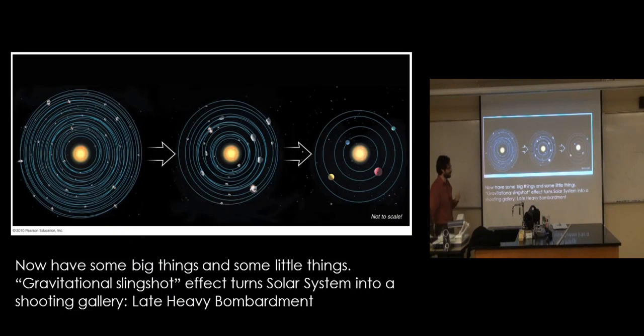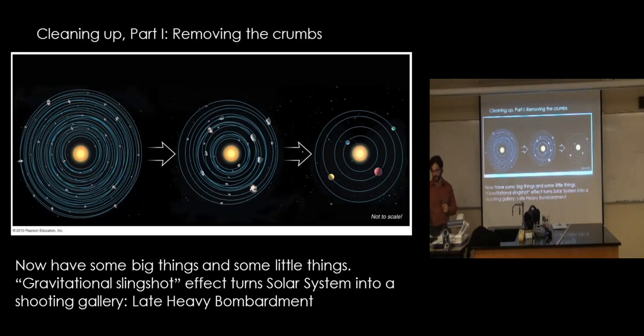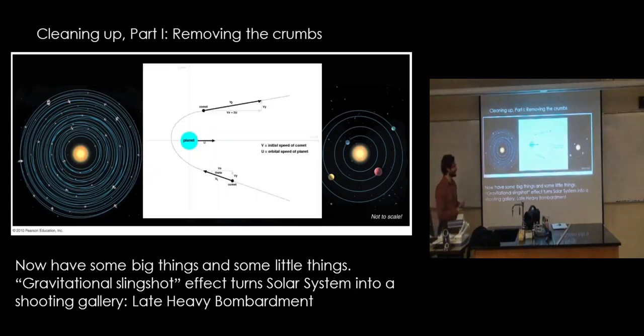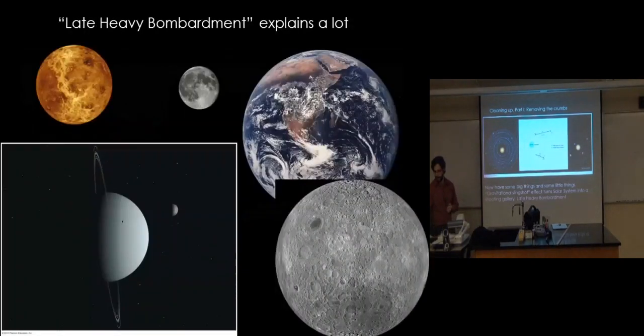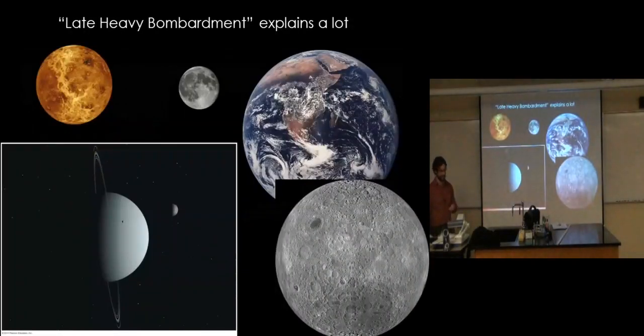And this is our 4 billion year ago and earlier. We lived in a shooting gallery. So there was more stuff. The solar system had not settled down into established orbits, and gravitational slingshotting was just throwing stuff away. So this is what we'll call just cleaning up. So it's really just the exact same gravitational slingshot thing. So that's our explanation for late heavy bombardment, which explains a lot.